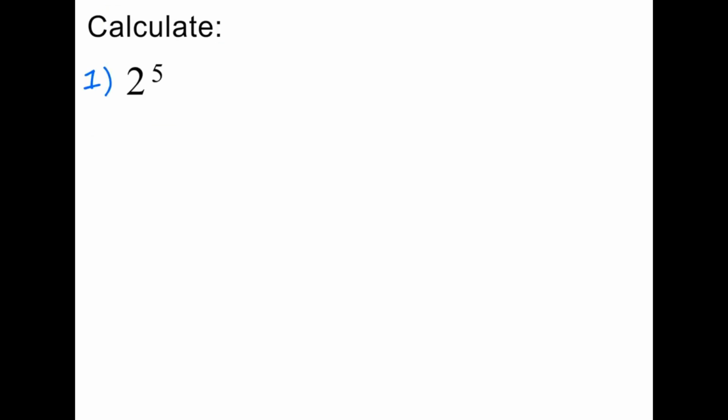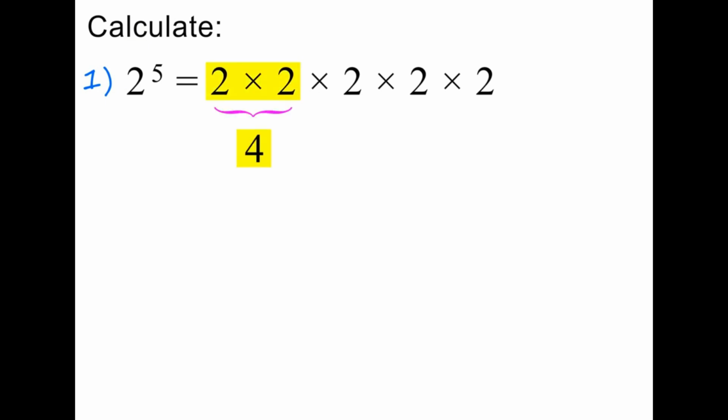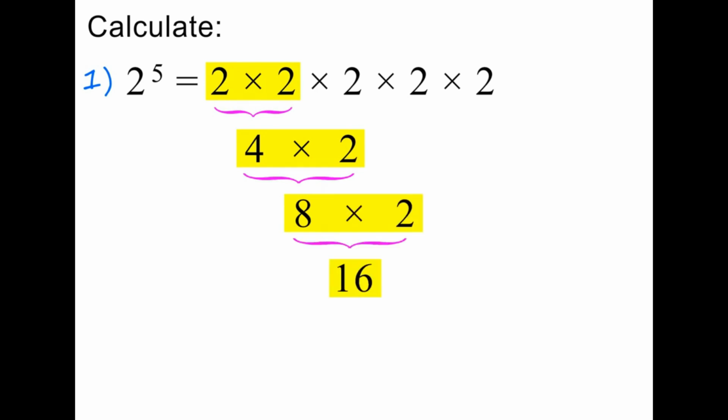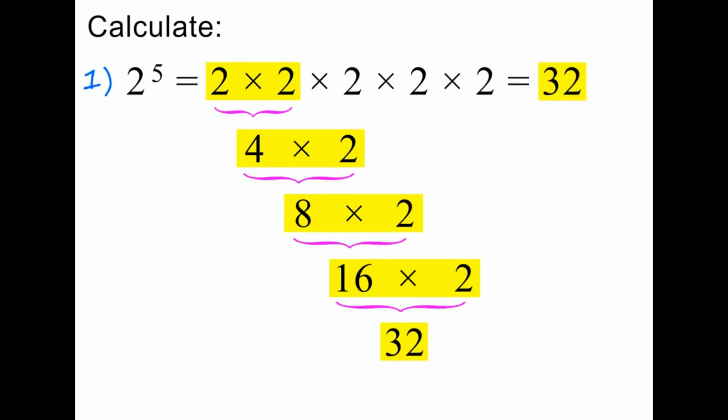You can also be asked to calculate powers. Let's go on to see how. To help us with the calculation, we expand the power. We are now ready to calculate. 2 times 2 equals 4. 4 times 2 equals 8. 8 times 2 equals 16. And 16 times 2 equals 32. So the value of 2 to the power of 5 is 32.